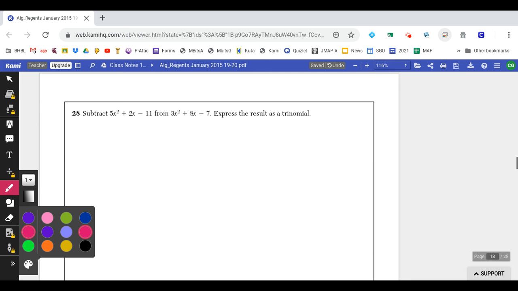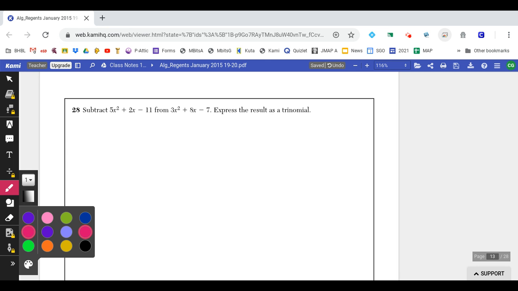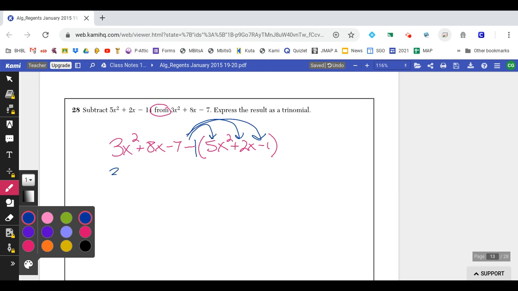Question 28. Subtract 5x squared plus 2x from 3x squared plus 8x minus 7. So when I see from, I know that expression is going to go first. So when I'm subtracting, remember we like to pretend that there's a -1 here and that I'm distributing the negative. So I have 3x squared plus 8x minus 7 minus 5x squared minus 2x minus 1.